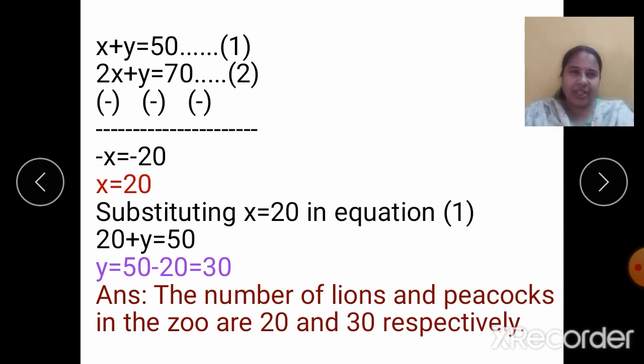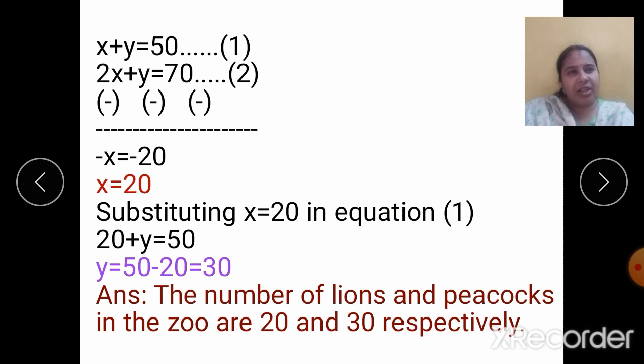So wherever easy equations are there you can substitute. I feel equation number 1 is easier than equation 2. So I am substituting x is equal to 20 in equation number 1. So 20 plus y is equal to 50. Shift this 20 this side. It will become minus. y is equal to 50 minus 20. That is nothing but 30. So we have got y as 30 and x as 20.